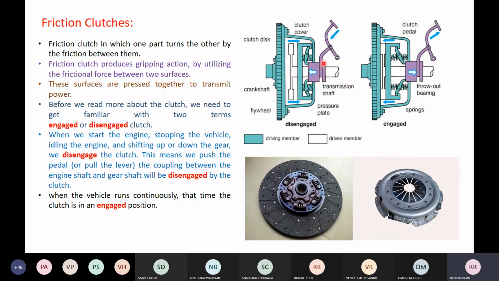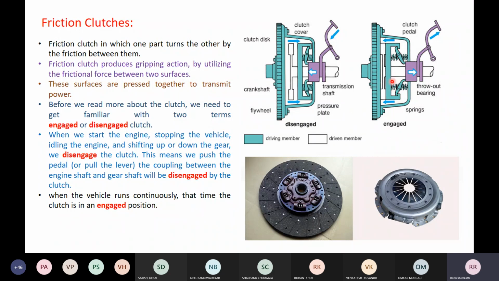When you push the pedal, or when you apply the clutch, it is going to disengage, meaning it will not transmit the power. That is called disengaging. The power will not be transferred to the rear wheel when you disengage the clutch. And engaging the clutch: when the vehicle is running continuously, at that time the clutch will be in the engaged position.